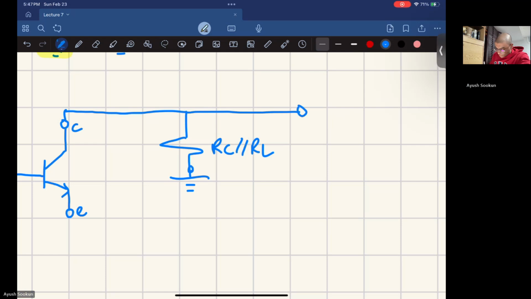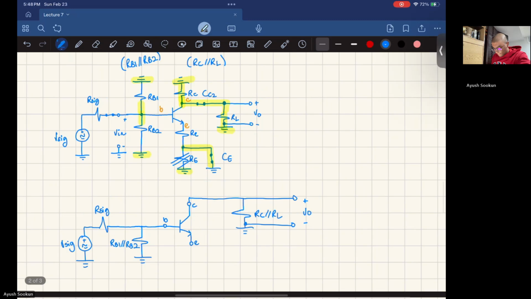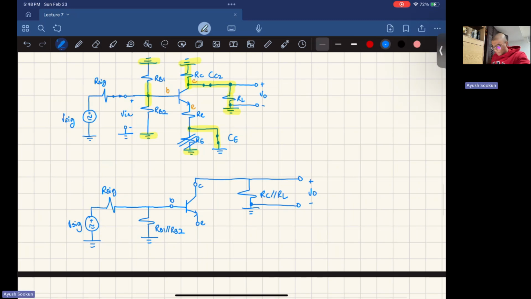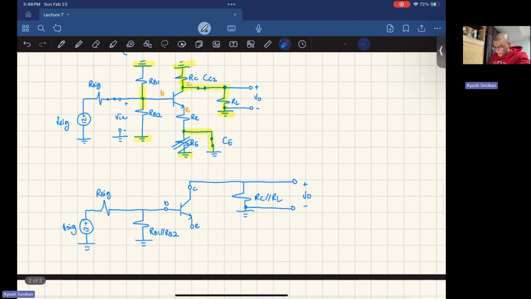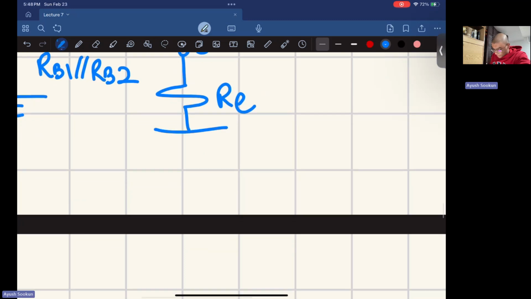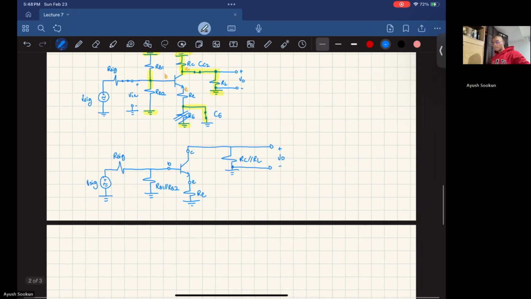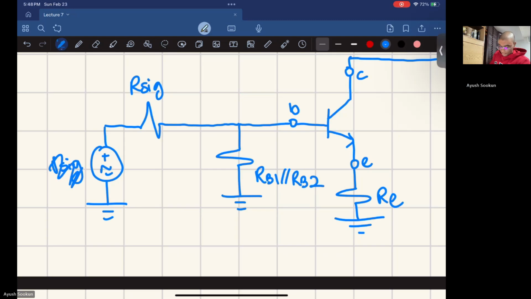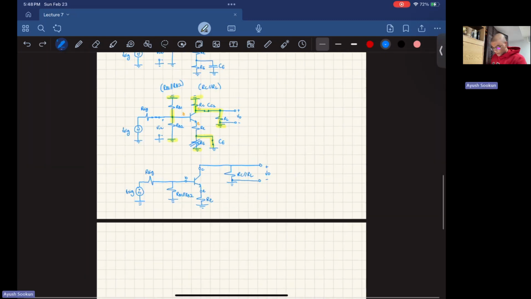So I'll just take this RB and RB. Now, if I look at my RE, my emitter, this emitter is connected to this resistance, which is connected to ground. So we have E connected to ground. There we go. All right, beautiful. So this is what our circuit looks like.